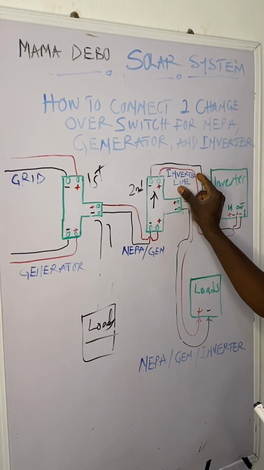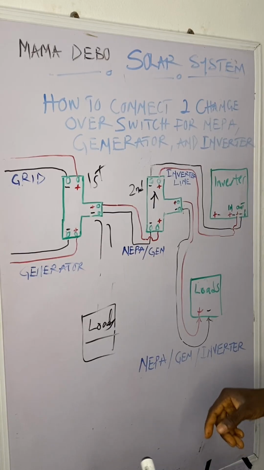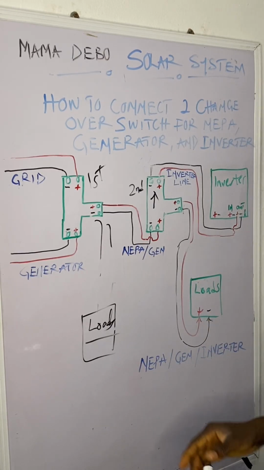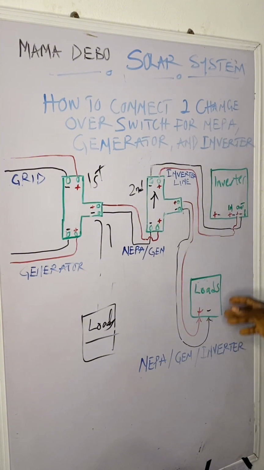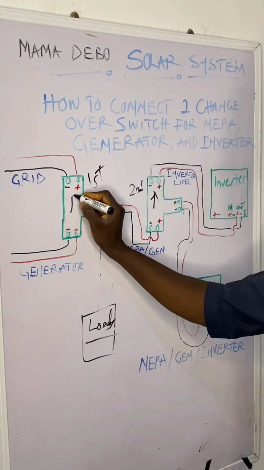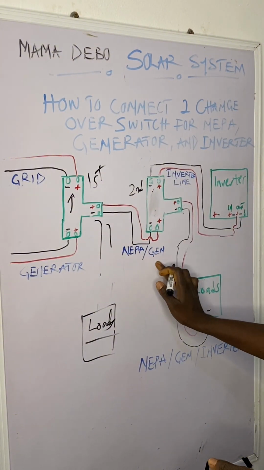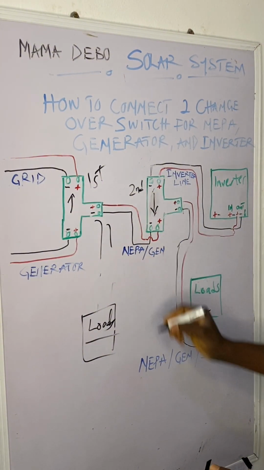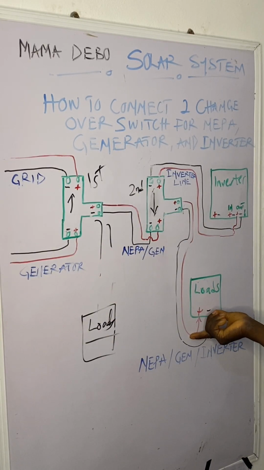That is using the inverter. Now, if your client decided, okay, I don't want to use my inverter, I don't want to use my generator, but I want to use only NEPA light, what he needs to do is take this changeover up here and bring this one down. Remember, we have put NEPA or generator here. Bring it down, then NEPA light will be supplied to the load immediately.